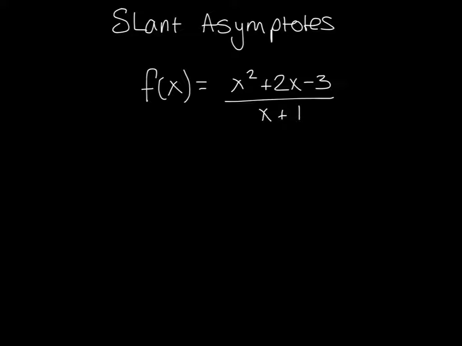And so to find a slant asymptote, what you're going to do is you're actually going to do the division that this fraction shows. See, this is a fraction, and so we're saying this divided by this. So I'm going to go ahead and divide that. So I put x plus 1 in the box, outside, and I put x squared plus 2x minus 3 in the box. Okay, and then we go through the process of dividing.